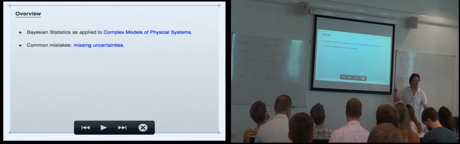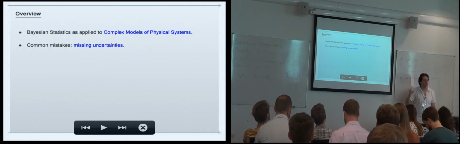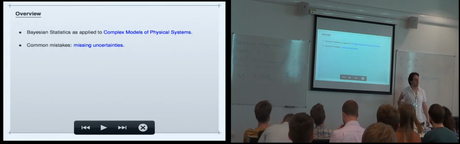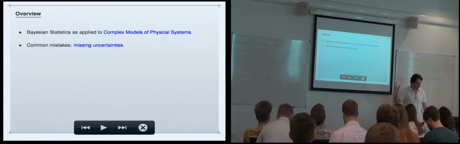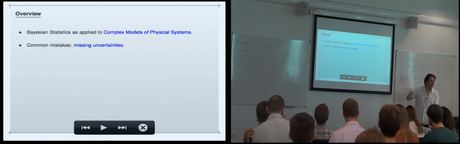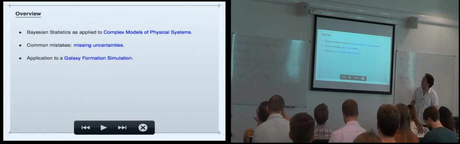Common mistakes in doing this: missing uncertainties. Surprise, surprise, a statistician gets up and starts talking about uncertainties. I will talk, hopefully fairly high level, about why we should be careful about these things.